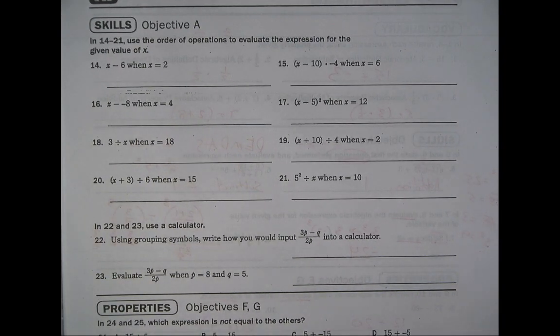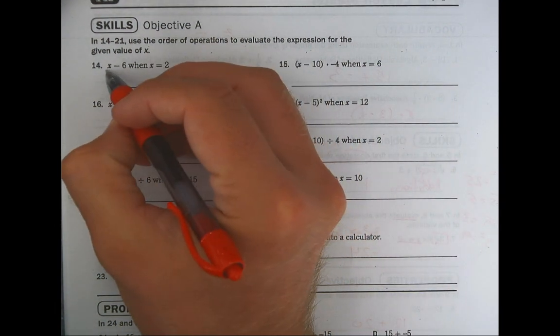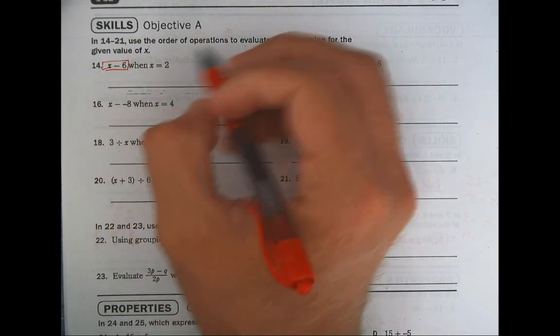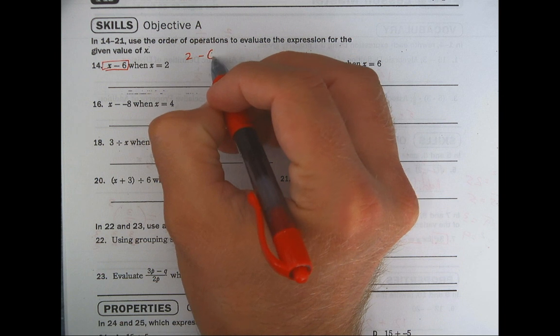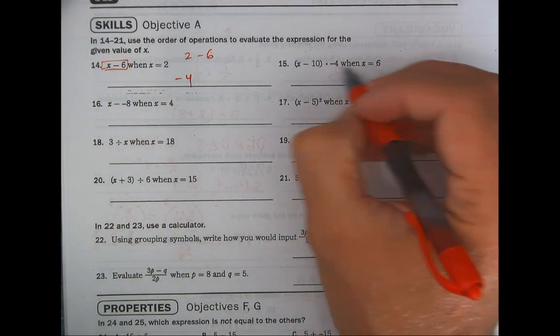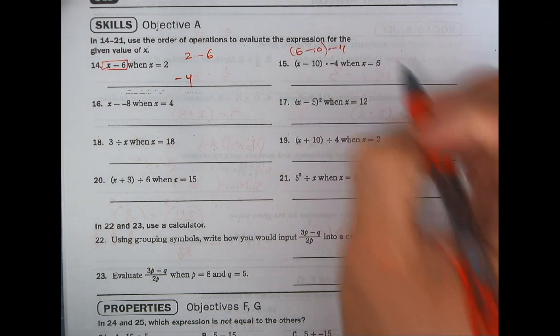Okay, flip it over. We're just going to use the order of operations to evaluate this. So we want to evaluate this when x equals positive 2. So you're going to rewrite it and plug 2 in for x. So 2 minus 6 is -4. So now we're going to plug 6 in. So it's 6 minus 10 times -4.